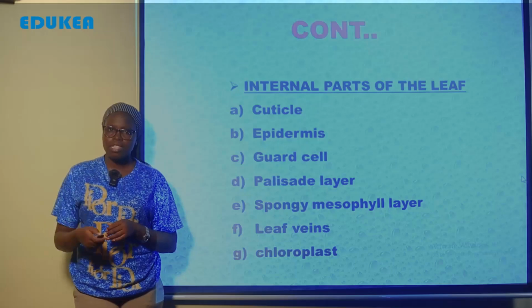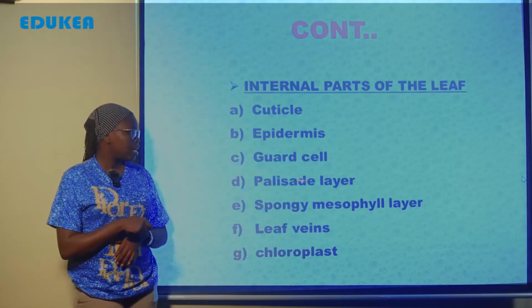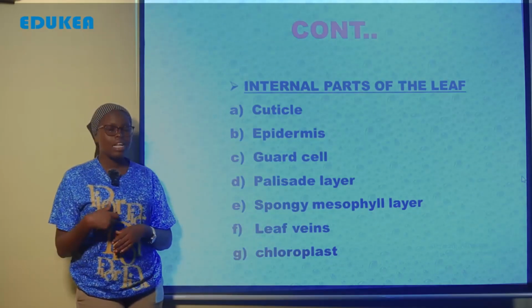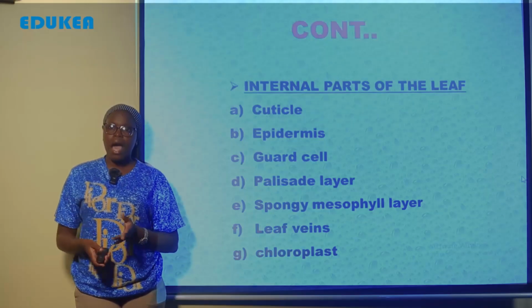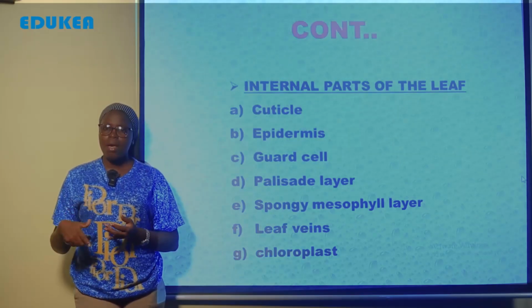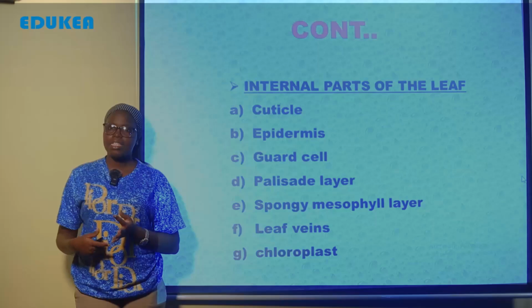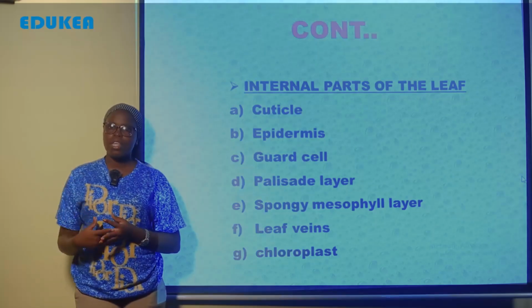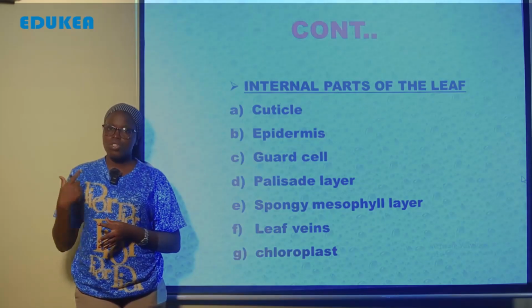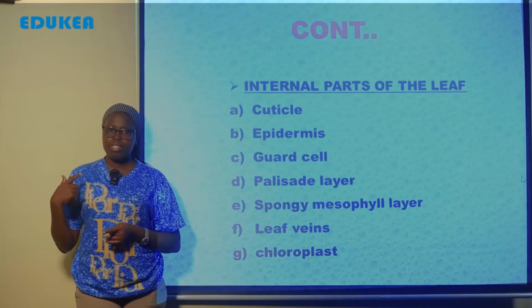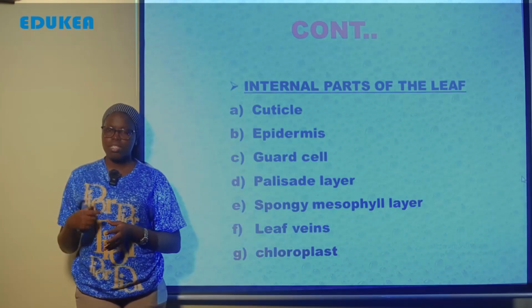The other one is the guard cell. Guard cell, this is a bean-shaped structure ambayo yenyewe inapatikana katika lower part of the leaf. Kazi yake ni katika regulate or to control the opening and closing of the stomata during the photosynthesis process. Vile vile ina function katika control the gaseous exchange.